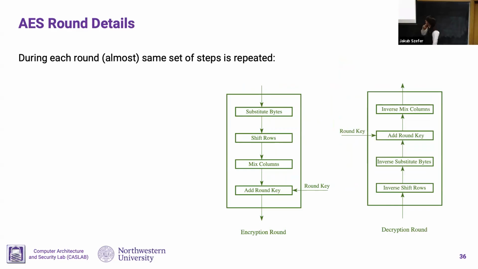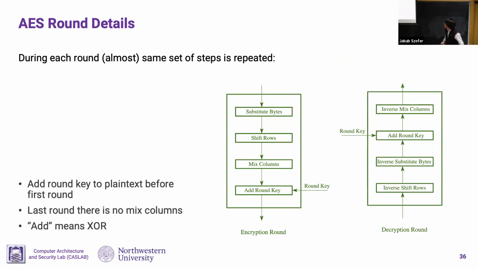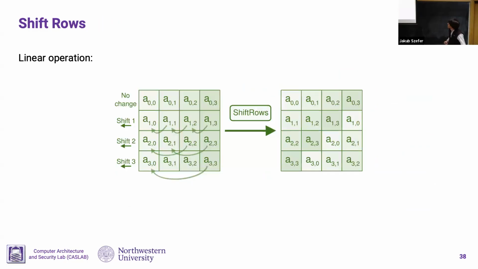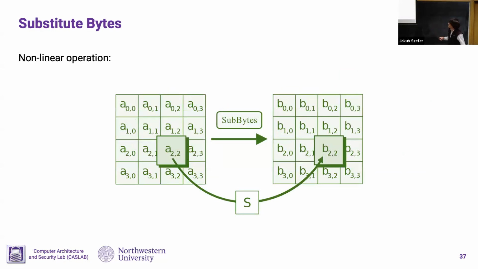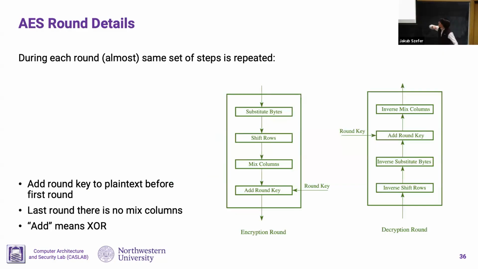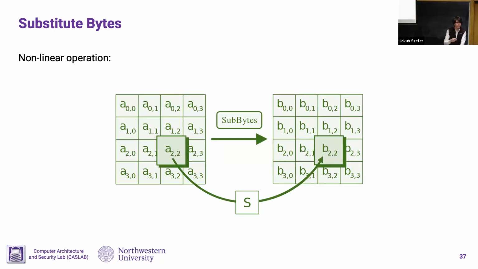which are kind of standardized operations: substitute bytes, shift rows, mix columns, and add key. And maybe this is not the focus of our class, but just so you see this picture and recognize it. Usually the substitute bytes is a nonlinear operation. So usually you need a linear and some nonlinear operation.